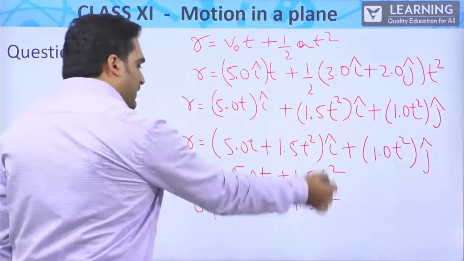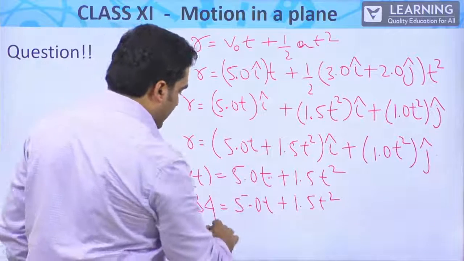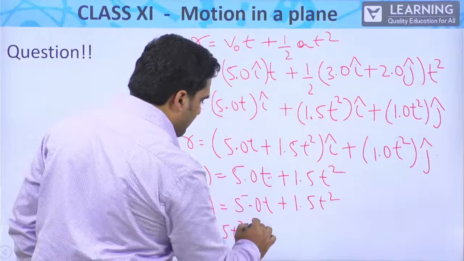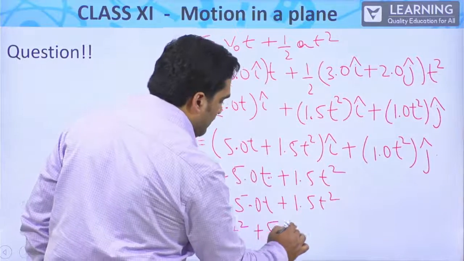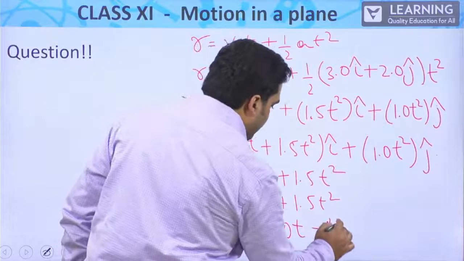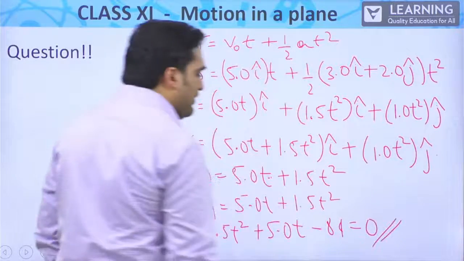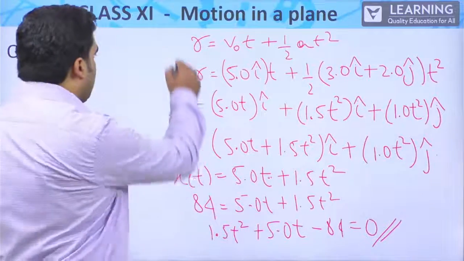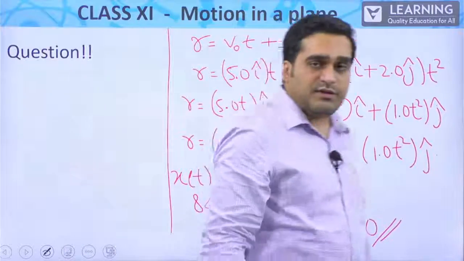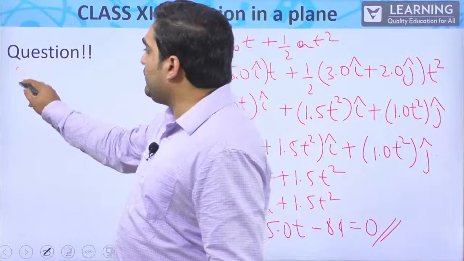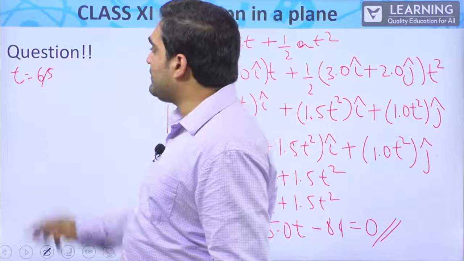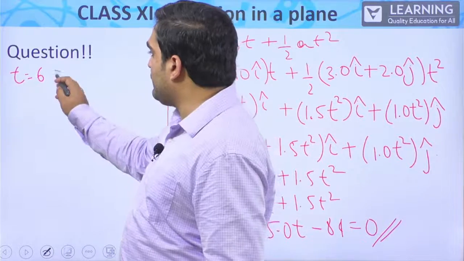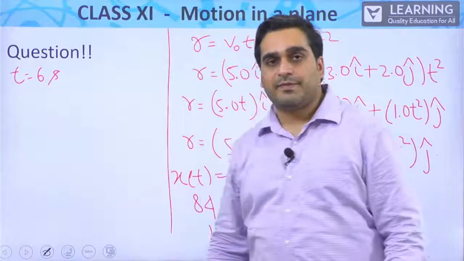Okay. By shifting that 84 to the other side, you get 1.5 t square plus 5.0 t minus 84 is equal to 0, which represents a quadratic equation. By solving this quadratic equation, you get time t, which is equal to 6 seconds.